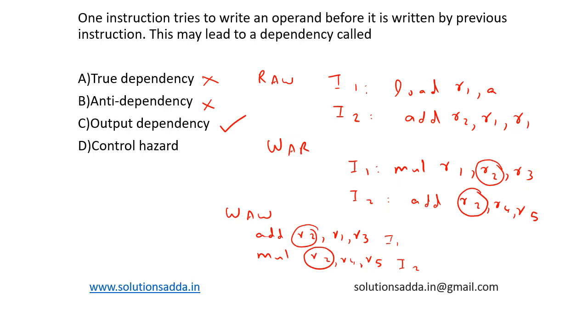And option D, control hazard, it is related to those dependencies which are caused by branch instruction, and this is also not the correct answer. So option C is the correct answer.